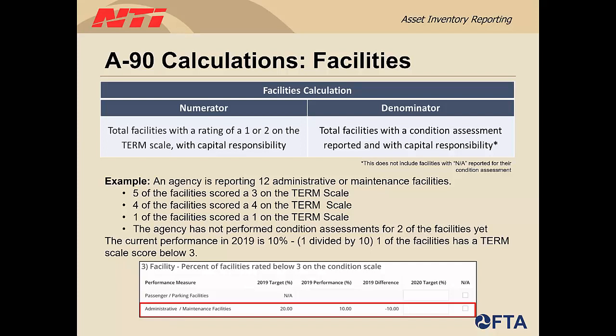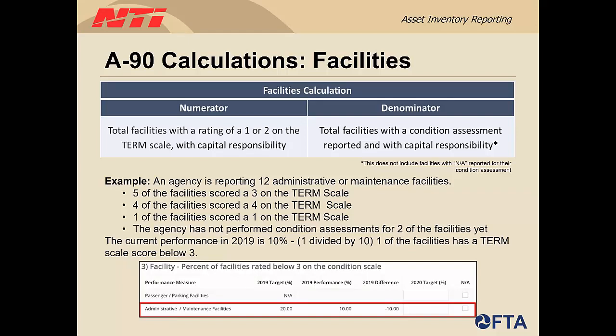In the example here on the slide, we are looking at the administrative or maintenance facilities category. The agency in our example has 12 admin maintenance facilities. 5 of those scored a 3 on the TERM scale. 4 of them scored a 4 on the TERM scale. 1 of them was rated a 1 on the TERM scale, and 2 of the facilities do not yet have condition assessments. The current performance for this admin and maintenance category that the A90 would automatically calculate is 10%.